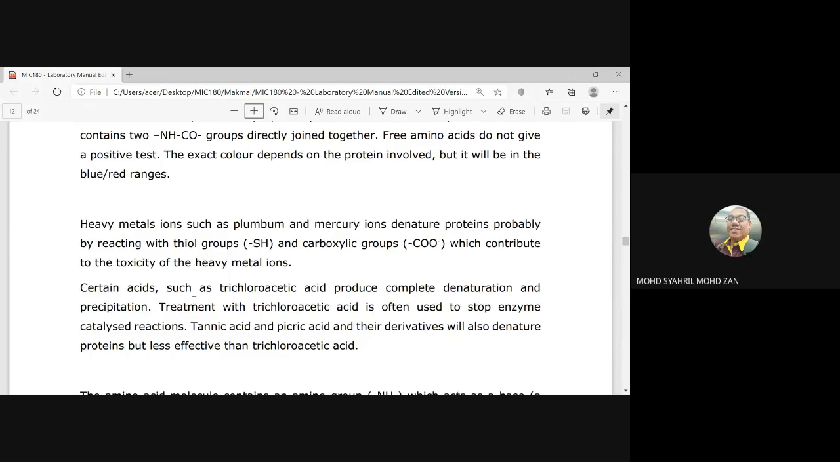Okay. Treatment with trichloroacetic acid is often used to stop enzyme catalase reactions. So we use what we call tannic acid and picric acid. So tannic acid and picric acid are organic acids. They will also denature the protein, but are less effective compared with trichloroacetic acid. Okay.